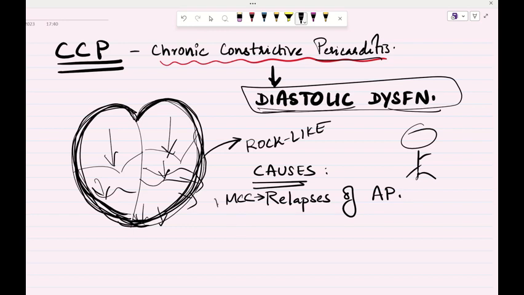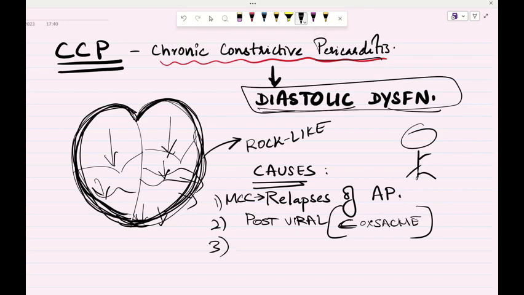There are other causes as well. The second cause is post-viral, and the most common viral cause you have to think about for CCP starts with C: Coxsackie virus. Also, TB patients can develop CCP. But the most common is anyway relapses of acute pericarditis.